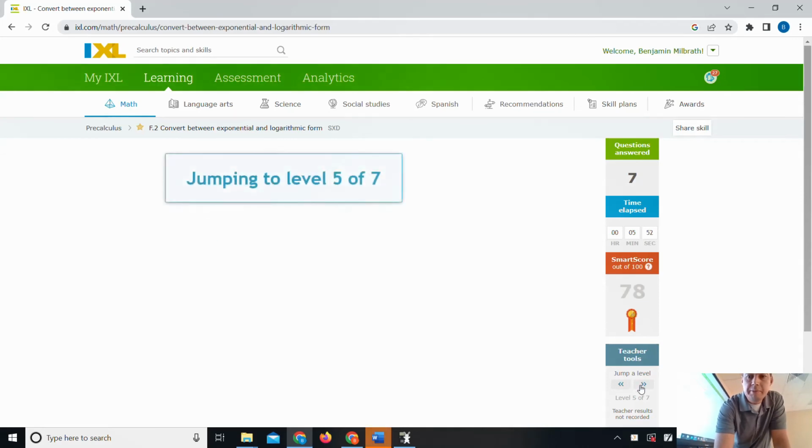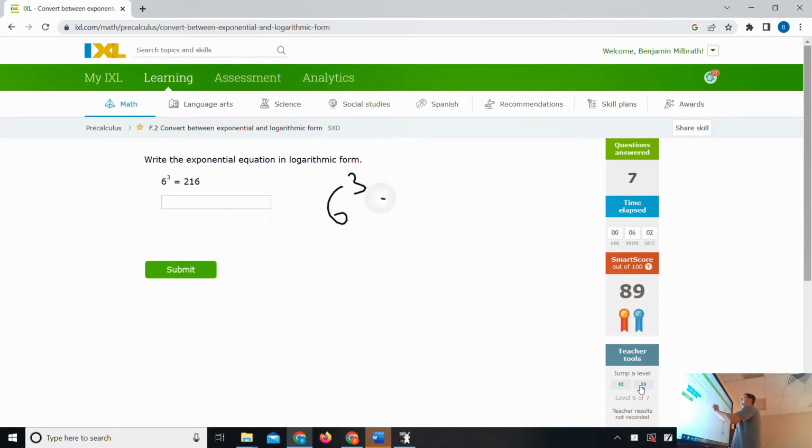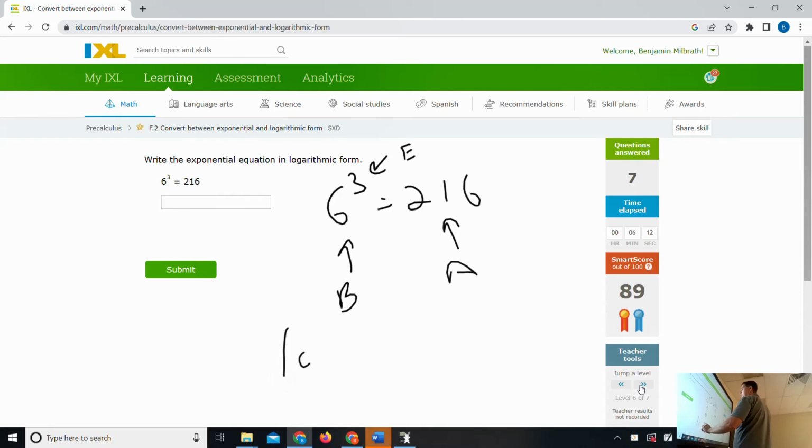Let's bump this up to around level 6. Write this thing in exponential form. So this one, go through, identify your pieces. Here's your base. Here's your exponent. And here is your answer. And think about the conversion technique that I teach. Log is base. Just think about that. All right? That's all you got to do.